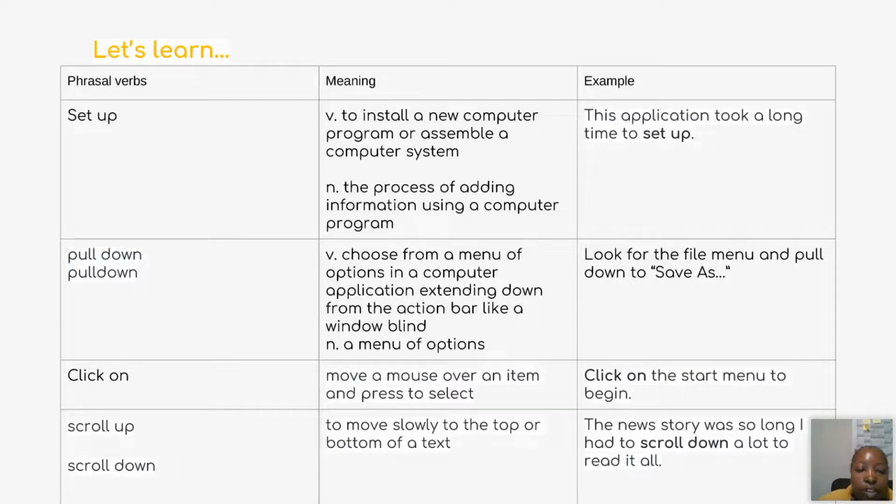The next one is click on, means to move a mouse over an item and press to select. Click on the start menu to begin. And we have scroll up or scroll down. This means to move slowly to the top or bottom of a text. The news story was so long I had to scroll down a lot to read it all. Okay?